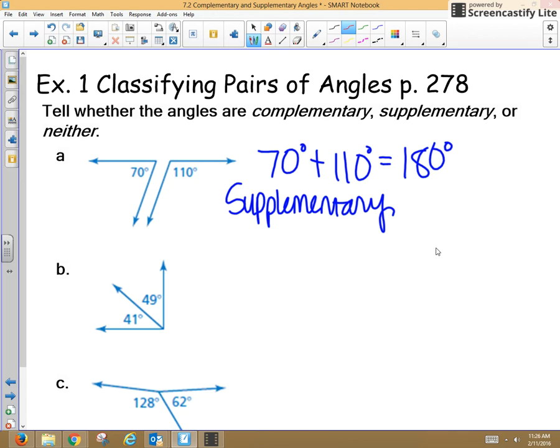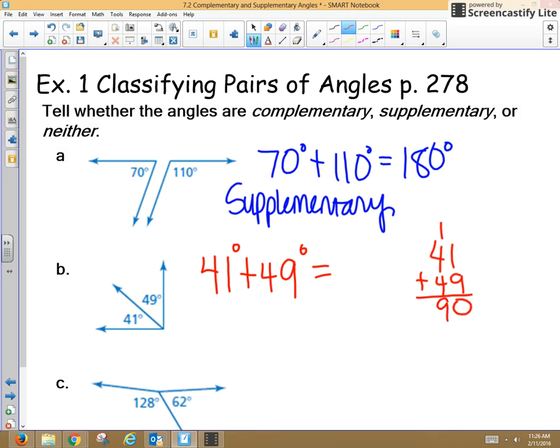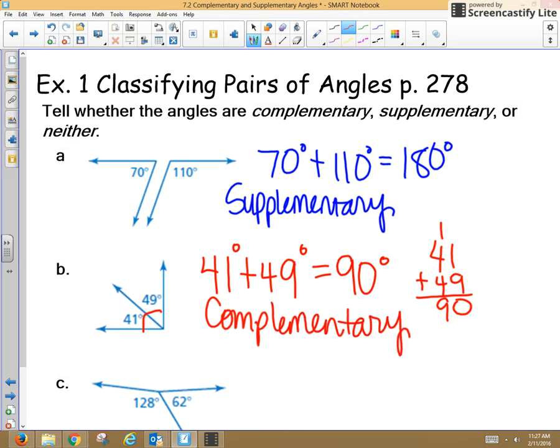Now here I have a drawing for B, and I find the sum 41 plus 49. When I add up the degrees, I'm going to show my work over here so I don't make a mistake. That equals 10. 4 plus 4 plus 1 is 9. It is 90 degrees. So this is actually a right angle, and the sum of the measures is complementary since they add up to 90 degrees.